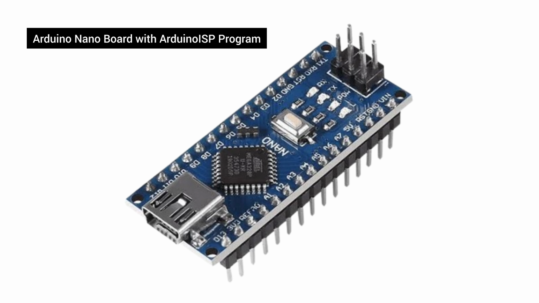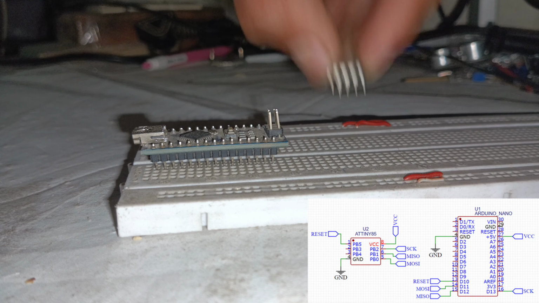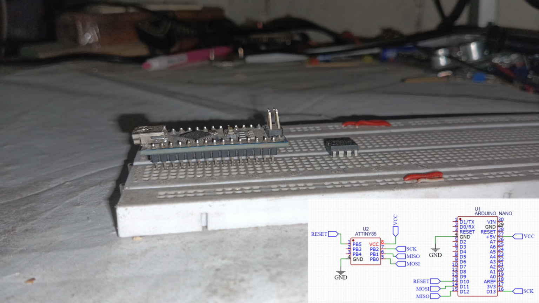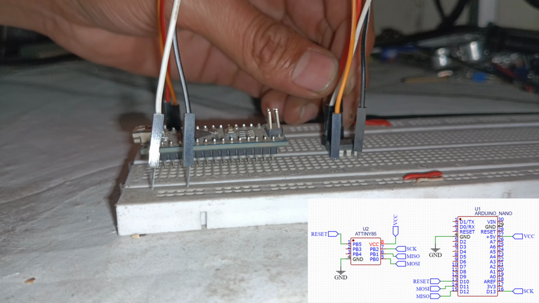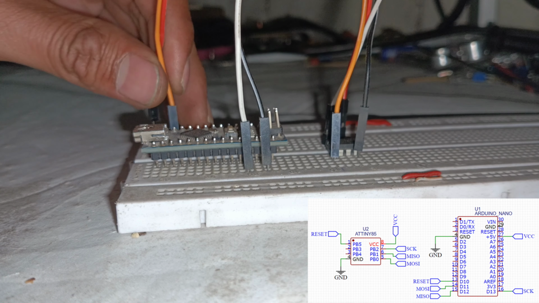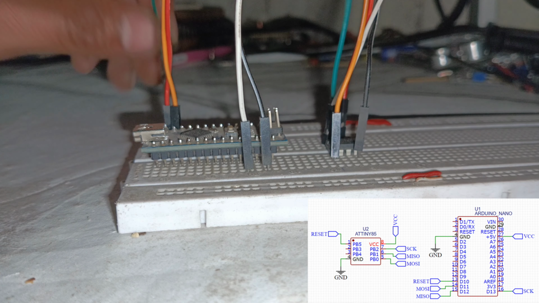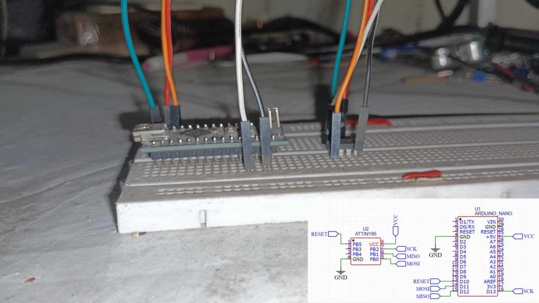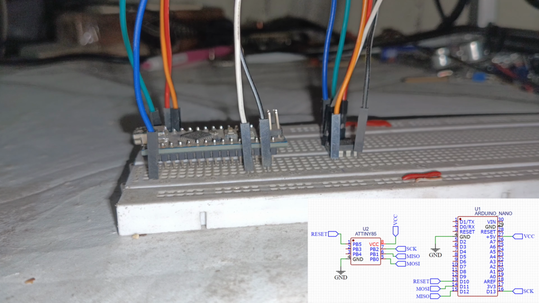Now we will use the Arduino Nano board as an ISP programmer to program the 8085 microcontroller. We need to connect the ISP pins of the 8085 microcontroller to the ISP pins of the Arduino Nano board according to the circuit diagram displayed on the screen. If you are unsure how to program the 8085 microcontroller using the Arduino Nano board, then you can watch our detailed tutorial by clicking the I button.